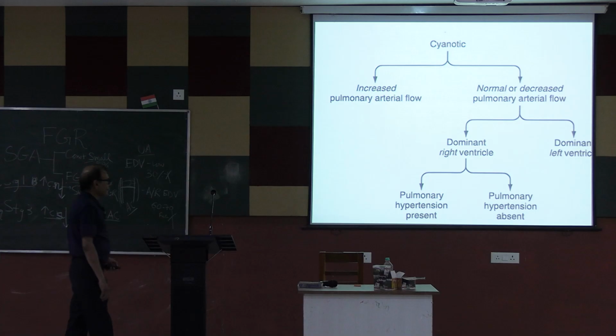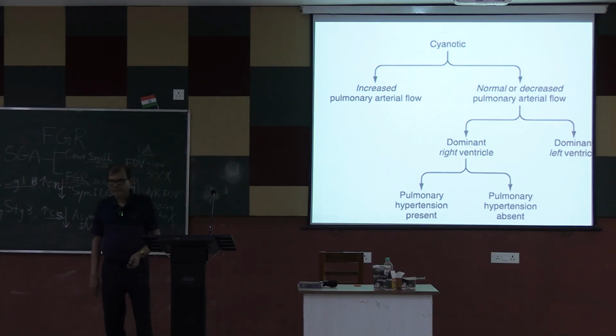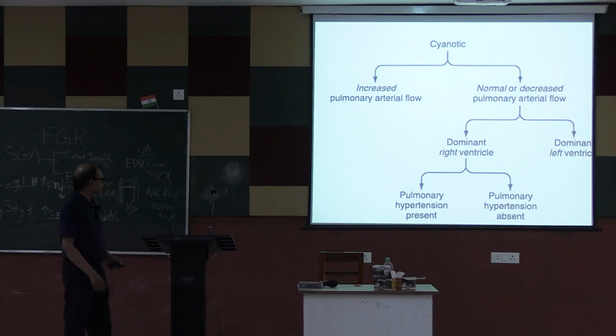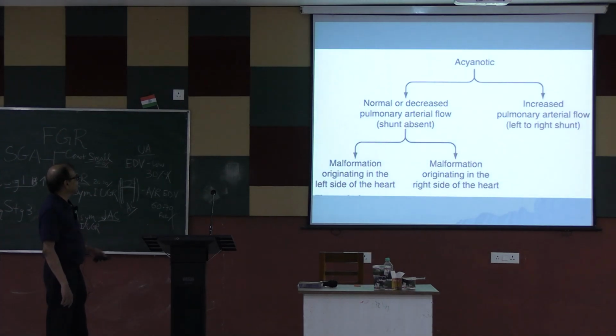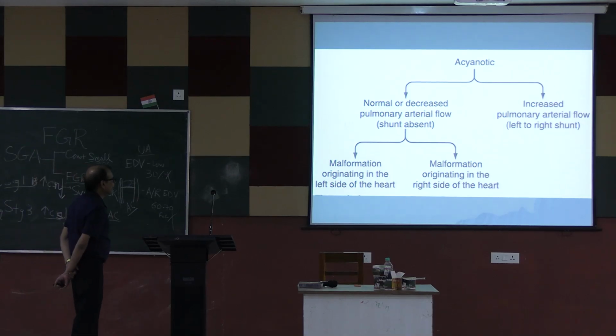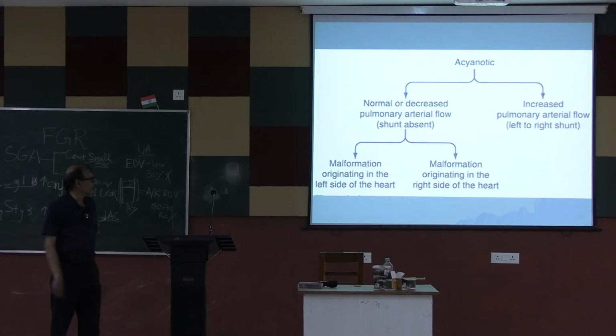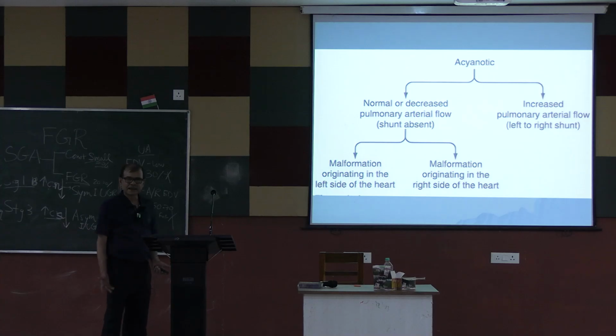That means that this is the Epstein's malformation. Dominant left ventricle. Now, acyanotic, normal or decreased pulmonary arterial flow, shunt absent, malformation originating in the left side, malformation originating in the right side, increased pulmonary arterial flow, same thing, left to right shunt.